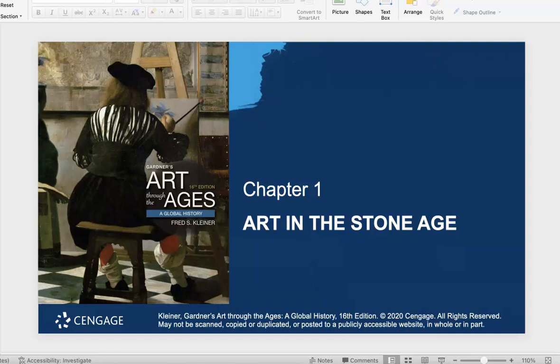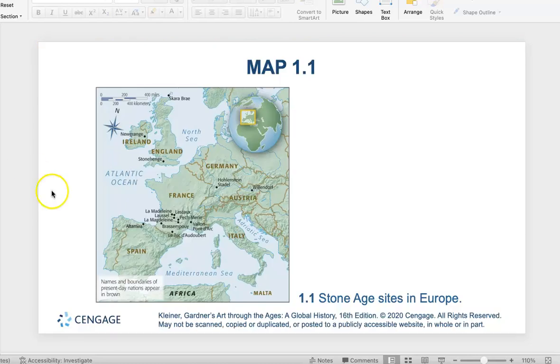What part of the world are we dealing with when we talk about the Stone Age, especially in a scholastic or academic context? Well, look, we've got a map. Gardner's very conveniently provided us with a map. This is Europe. Stone Age sites in Europe. So we've got Ireland, England, Germany, France, Austria, Spain, and we've got Portugal over there, but we don't see the name. I am so sorry, Portugal. I don't know why they do that to Portugal all the time, but they do.